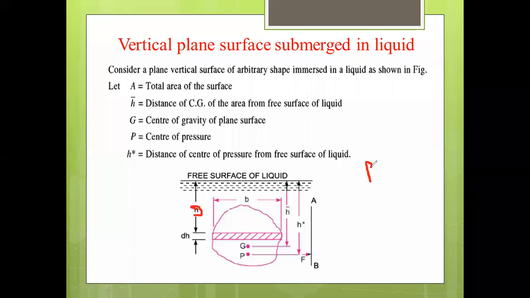सो वी नो दॅट, आवाज ब्रेक होतोय सर. नेटवर्कचा थोडा इश्यू आहे.